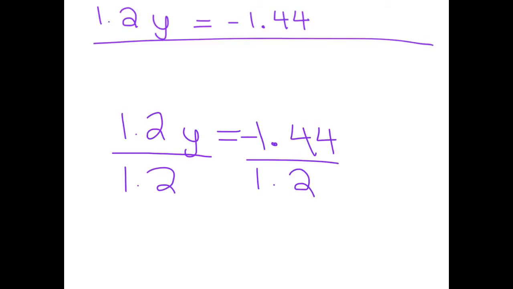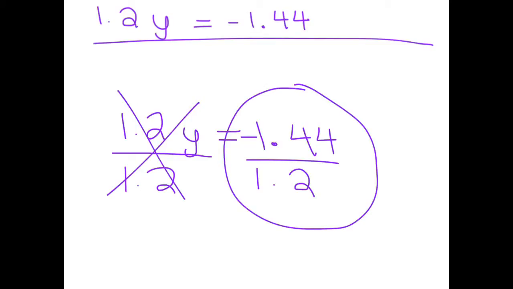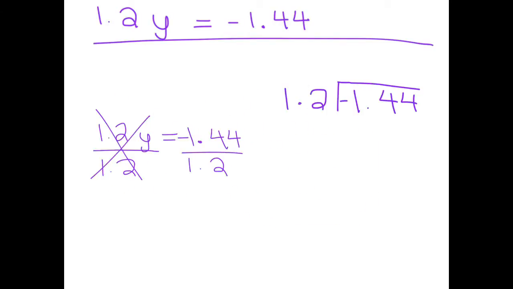And since multiplication and division are opposites, this cancels out. And we need to do this problem over here, which is negative 1 44/100 divided by 1 2/10. So we write our division problem like this. And remember, we want our divisor to be a whole number, so we move this decimal over. And we got to make sure to do the same thing to the dividend.